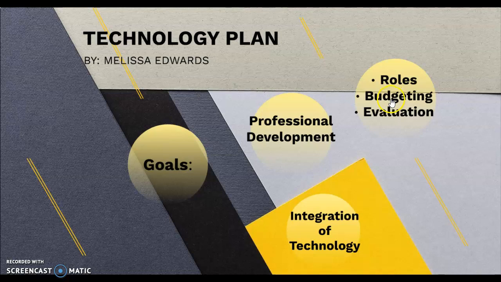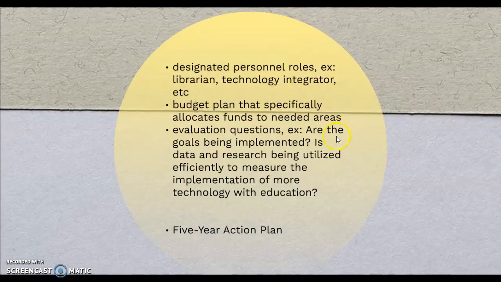And then we're down to roles, budgeting, and evaluation. This will include designated personnel roles, for example, librarian, technology integrator, and technology coordinator. Those will be the people that are designated with specific instructions and roles to implement this technology for it to be successful. And a budget plan that specifically allocates funds to needed areas.